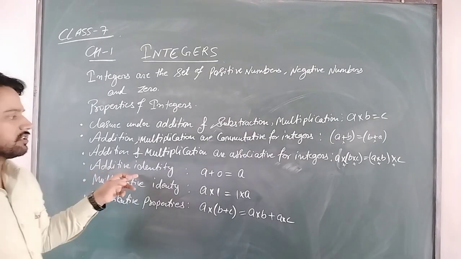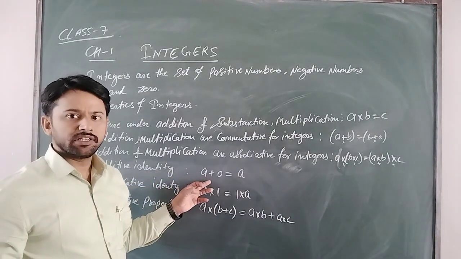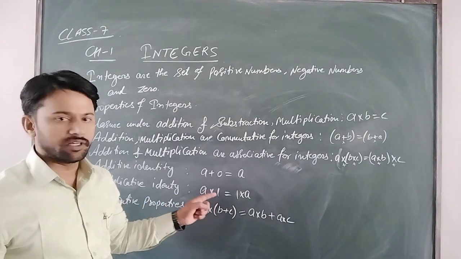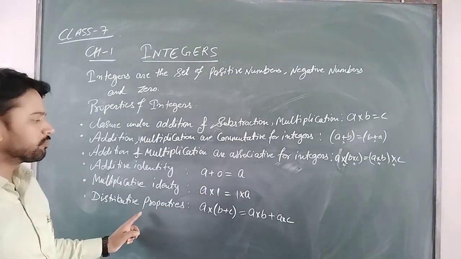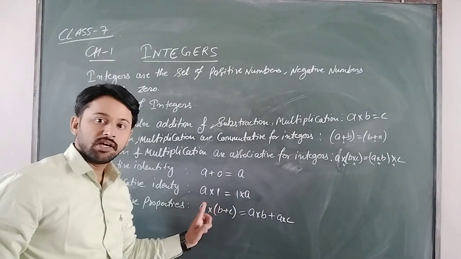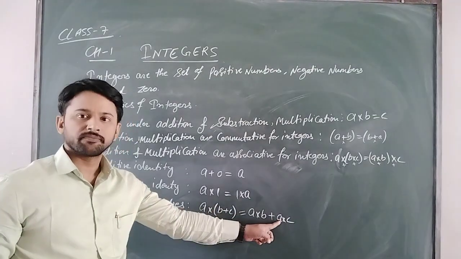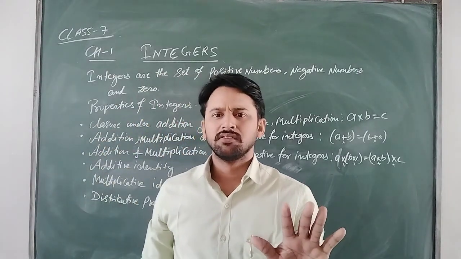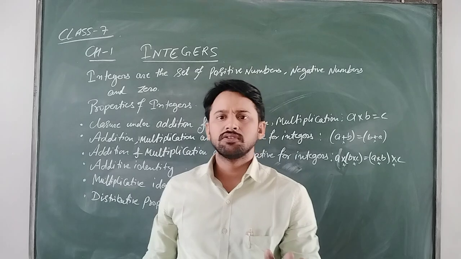Now additive identity, that is additive identity is 0. Multiplicative identity, that is 1. What is distributive property? A into b plus c is equal to a into b and a into c here. So only these things are in integers.